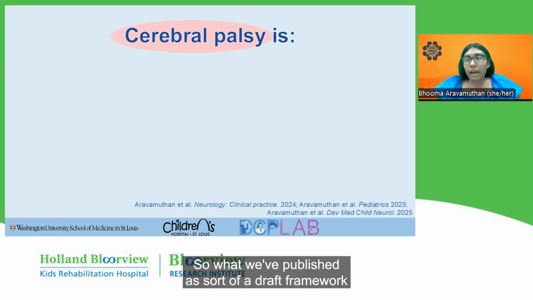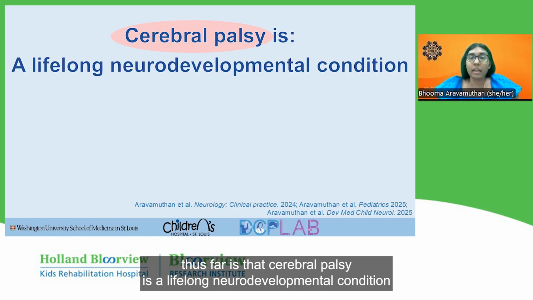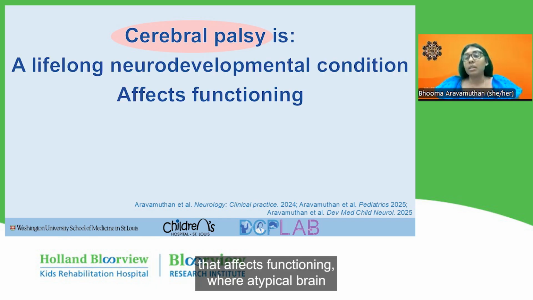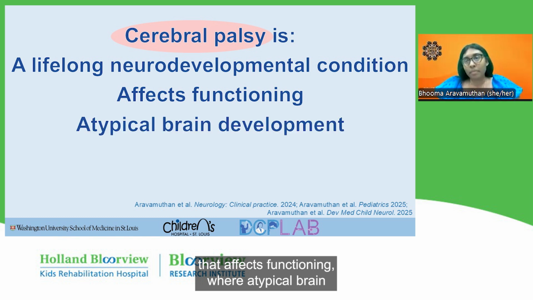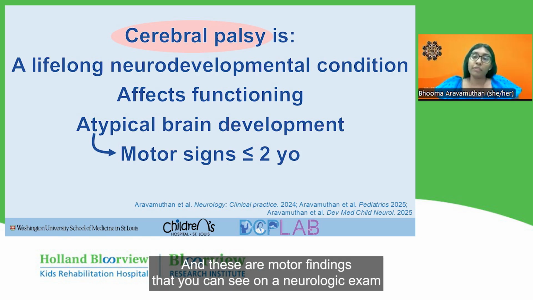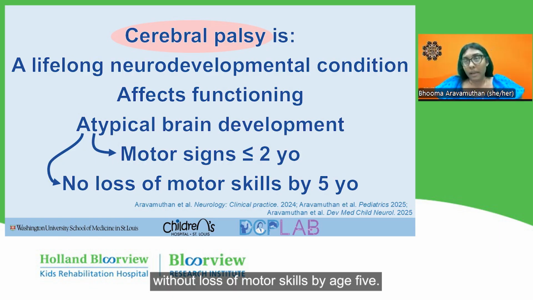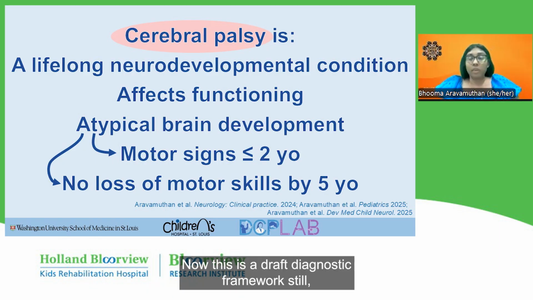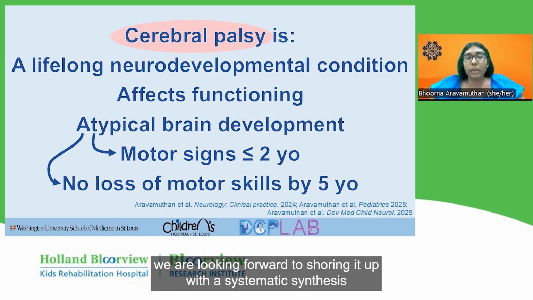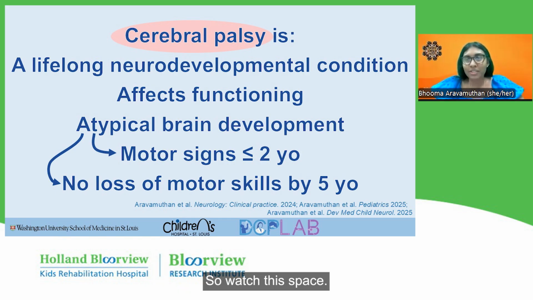So what we've published as a draft framework thus far is that cerebral palsy is a lifelong neurodevelopmental condition that affects functioning, where atypical brain development causes motor signs before age 2, and these are motor findings that you can see on a neurologic exam, without loss of motor skills by age 5. Now, this is a draft diagnostic framework still. We are looking forward to shoring it up with a systematic synthesis of the available evidence and really rigorous consensus building procedures. So watch this space.